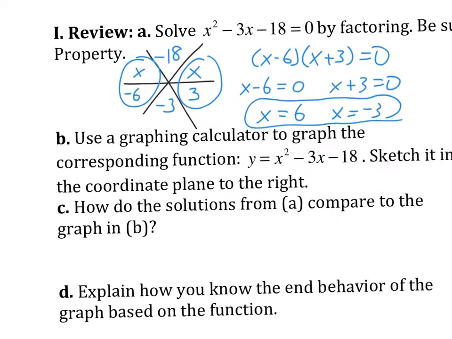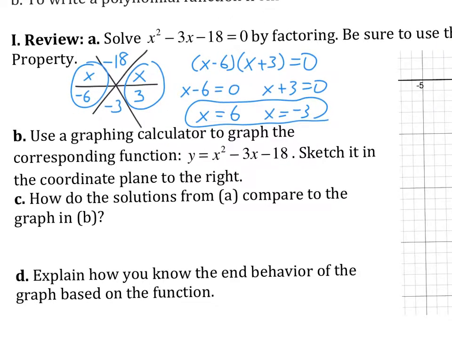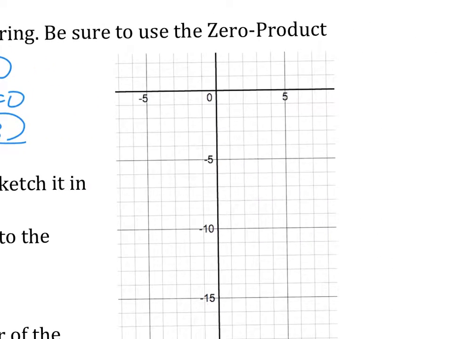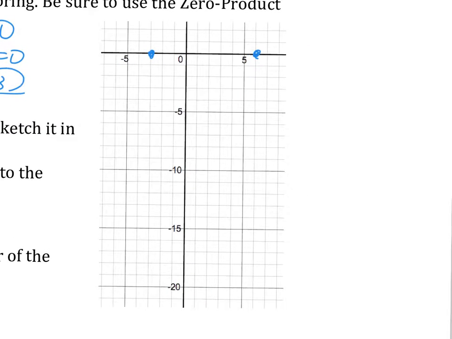All right, the next part says to use a graphing calculator to graph the corresponding function. So after you graph it, we see here that I get a positive 6 right there. I get a negative 3 right here. And the vertex is approximately 1.5 and negative 20 point something. So it's about there. This is the sketch part. Now we just try to make a nice little curve that fits well. And it might not work the first time, might not work the second time, but we graph something like that.